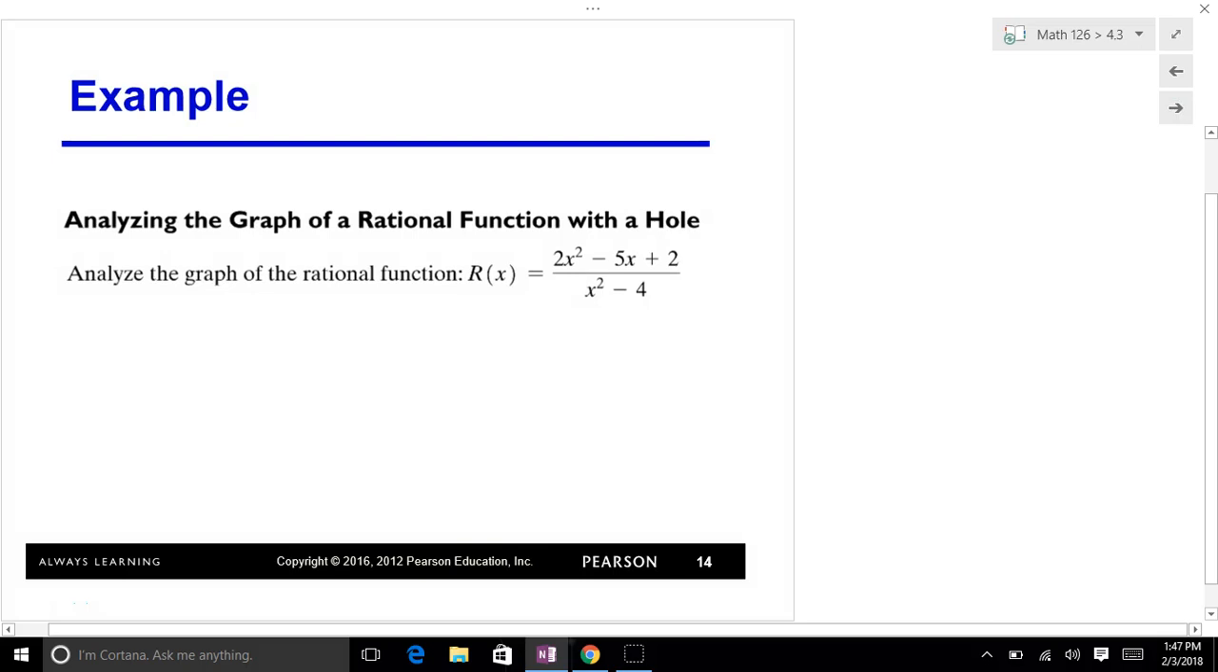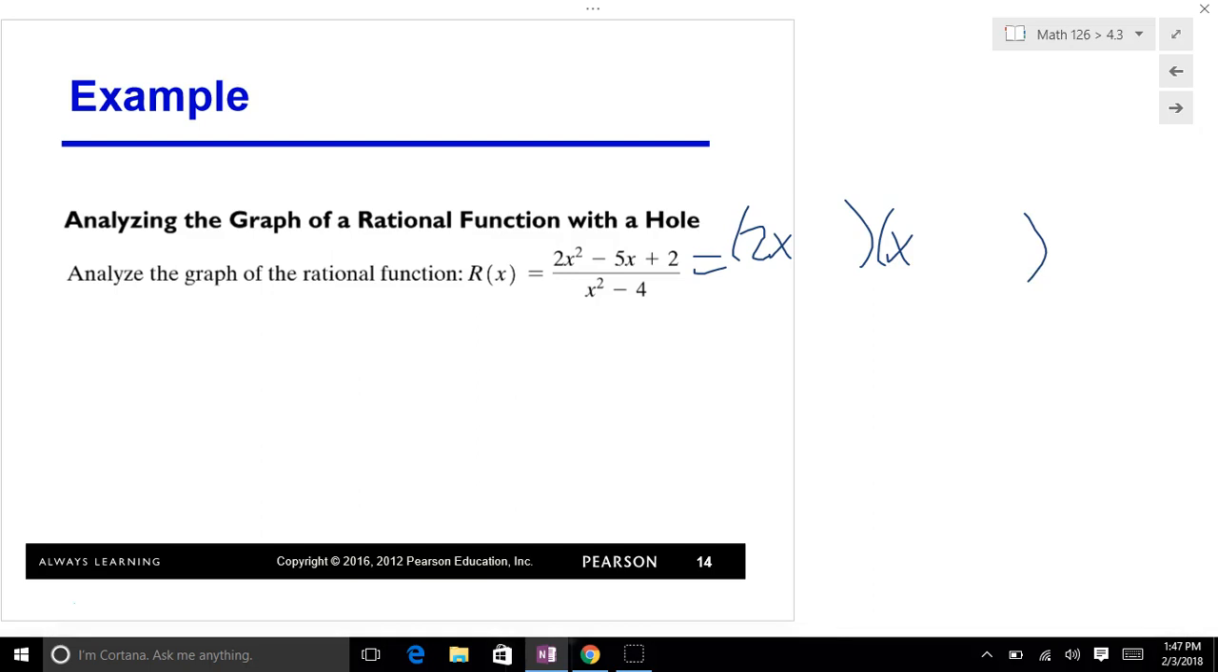Alright, how about this one here? We've got 2x squared minus 5x plus 2 divided by x squared minus 4. If you notice here, when you factor this thing, that'd be 2x and x, and you're going to have minus 1. Would that be minus 2? Does that work? 2 squared minus 4? Yeah, that works. All over x minus 2, x plus 2. So we factor it so we can take a look at our vertical asymptotes.